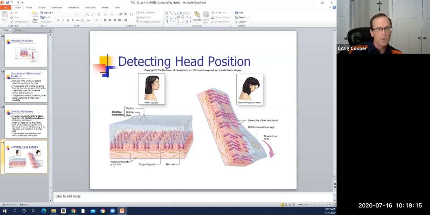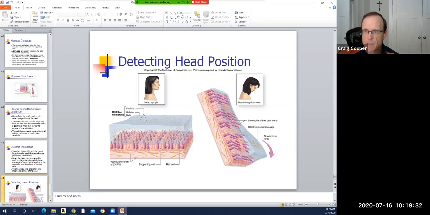But we will see vertigo problems with things like concussion injuries too, where that hard hit on the head can dislodge some of those little crystals and get them into the semicircular canals where they shouldn't be. They should stay in the vestibule area or in the ampulla area of the semicircular canals.